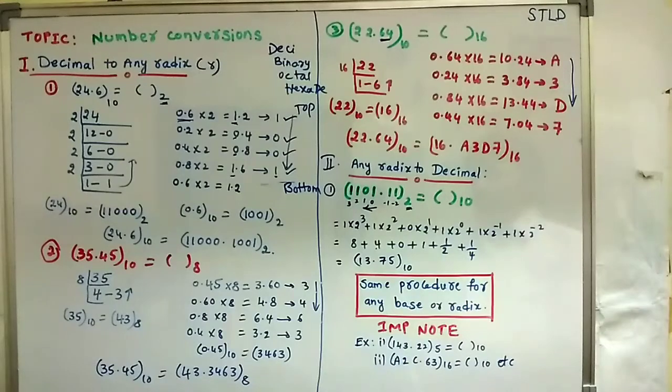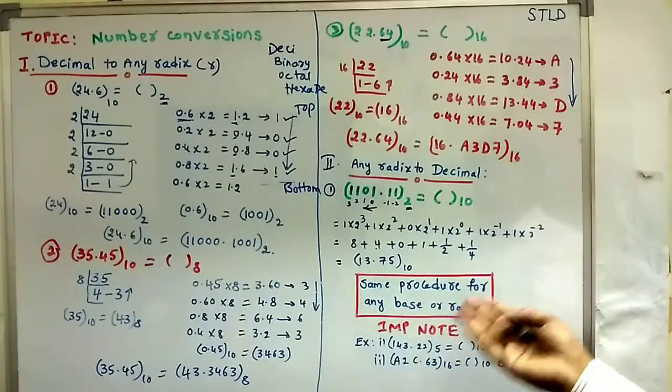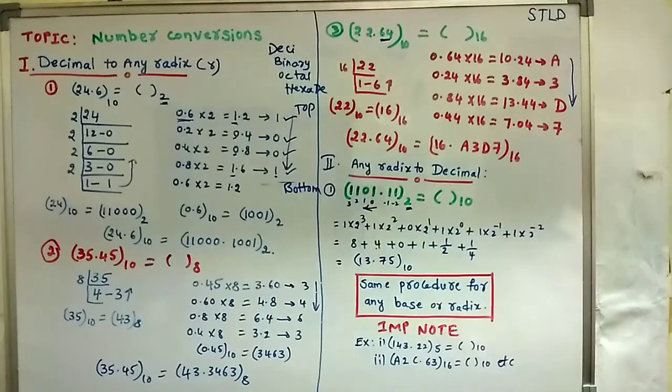This is the fixed procedure for any radix to decimal conversion. That's why I am writing the same procedure for any base or radix. For example, if you take 143.22 base 5 into base 10, and in the same manner AC0.63 base 16 to base 10. Here the base is 5, any radix to decimal. Here the base is 16, any radix to decimal.